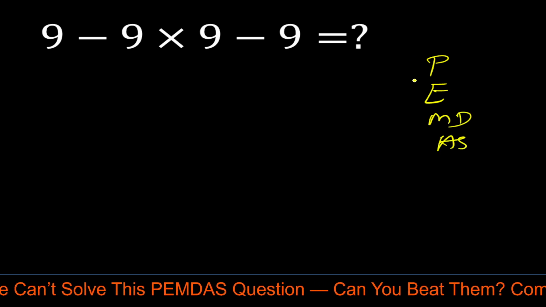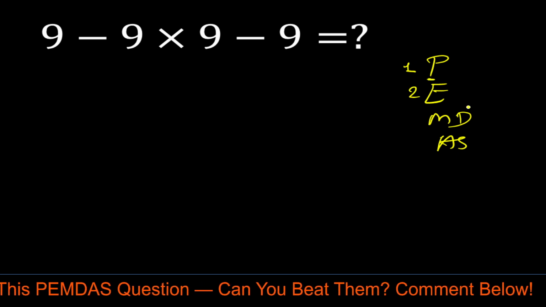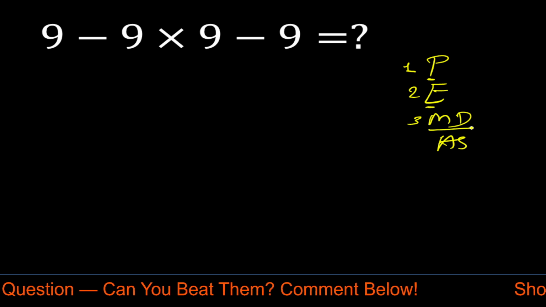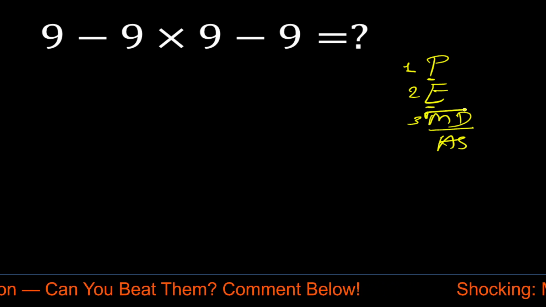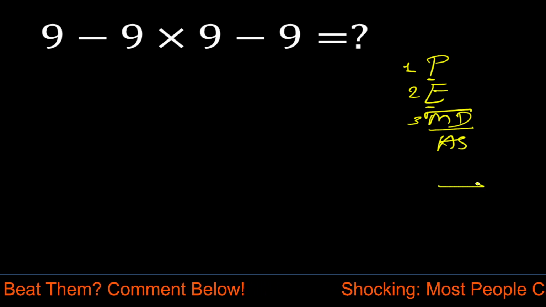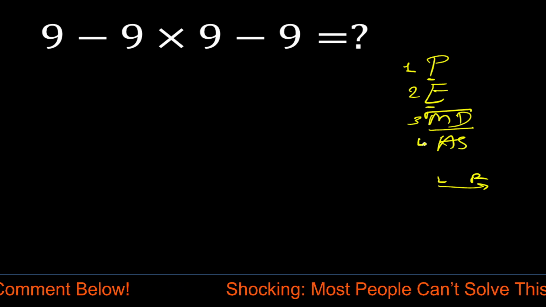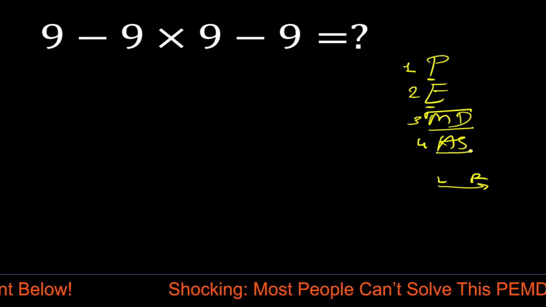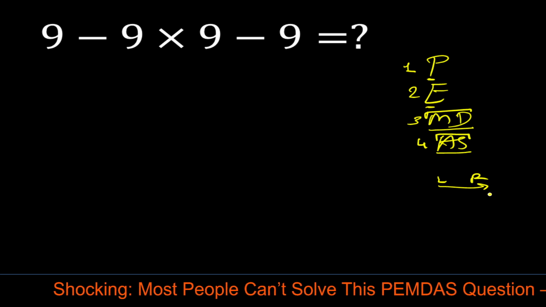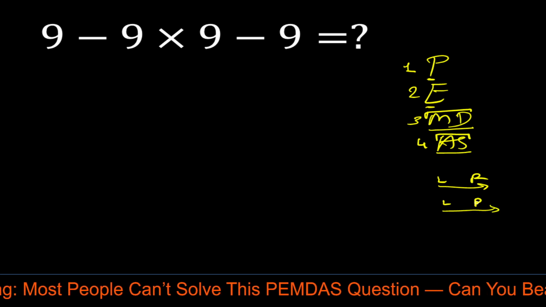P-E-M-D-A-S. According to the PEMDAS rule, first priority is parentheses, then second priority is exponents, then third priority is multiplication and division. Here multiplication and division both have equal priority, so we have to solve it from left to right. Then fourth and last priority is addition and subtraction. Also addition and subtraction both have equal priority, so we have to solve it from left to right.